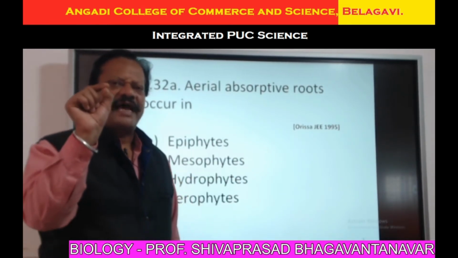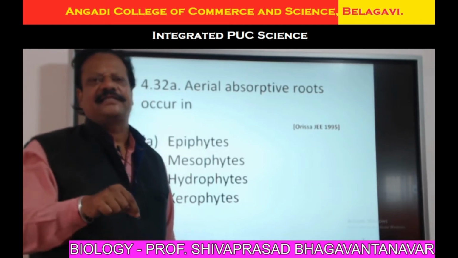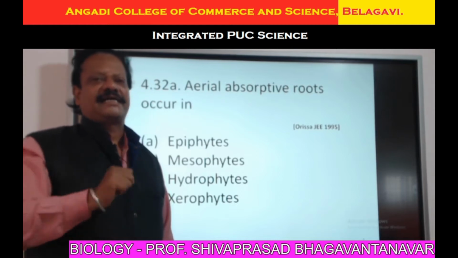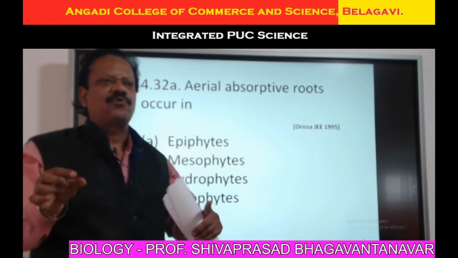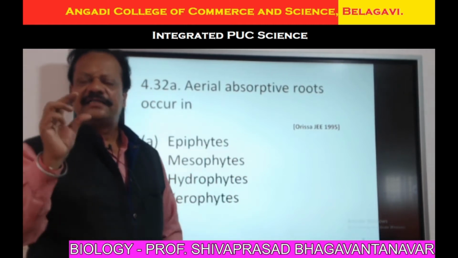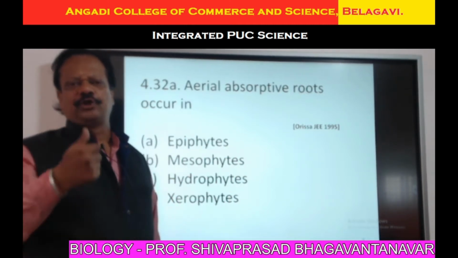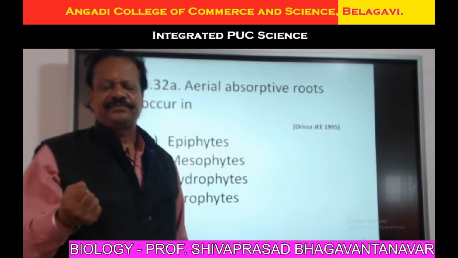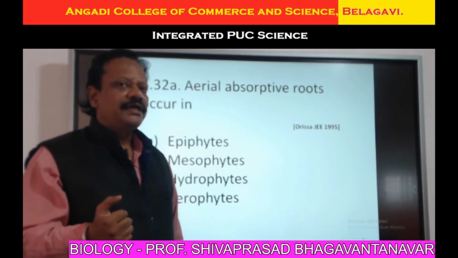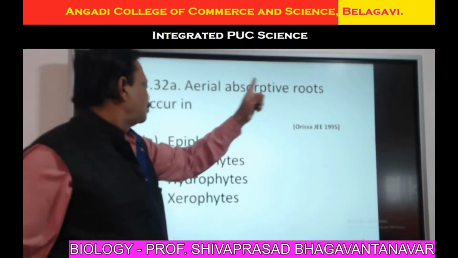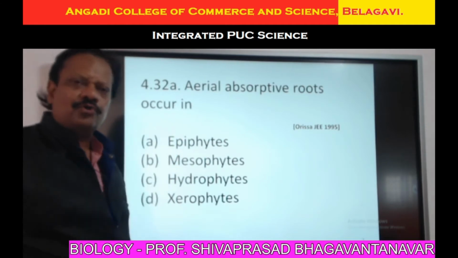One small type of root which is anchoring the host, or which is anchoring the substratum. And another kind of root, they are long, elongated, hanging downward. And they are covered with the spongy tissue, and they are absorbing the atmospheric moisture. So here, what is the question? The aerial absorptive roots occur in. We will go through the options now.